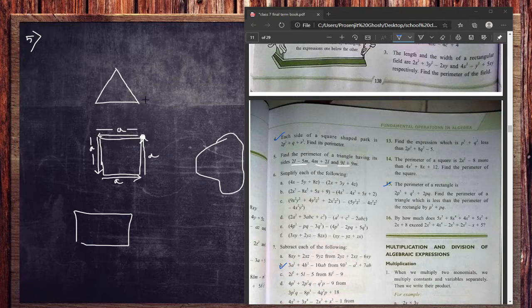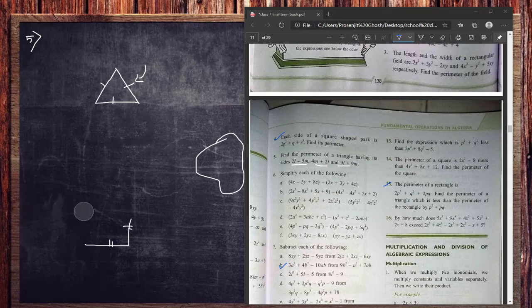So what is the basic definition of perimeter? Just add all the sides of any given shape and you will get the perimeter. Very easy idea, I think. So for a triangle, just add these 3 sides and you will get the perimeter. That should be the basic idea. All right, so as you can see in the sum, the sides are given to you.